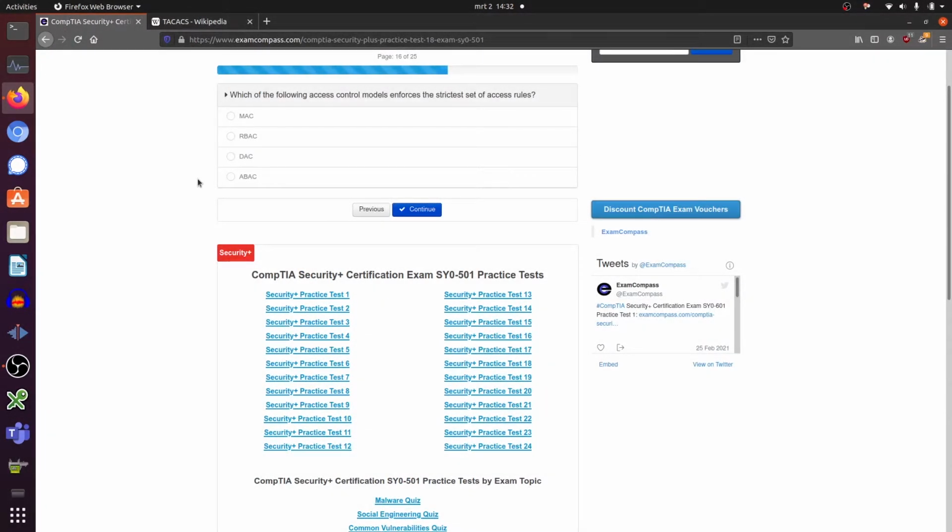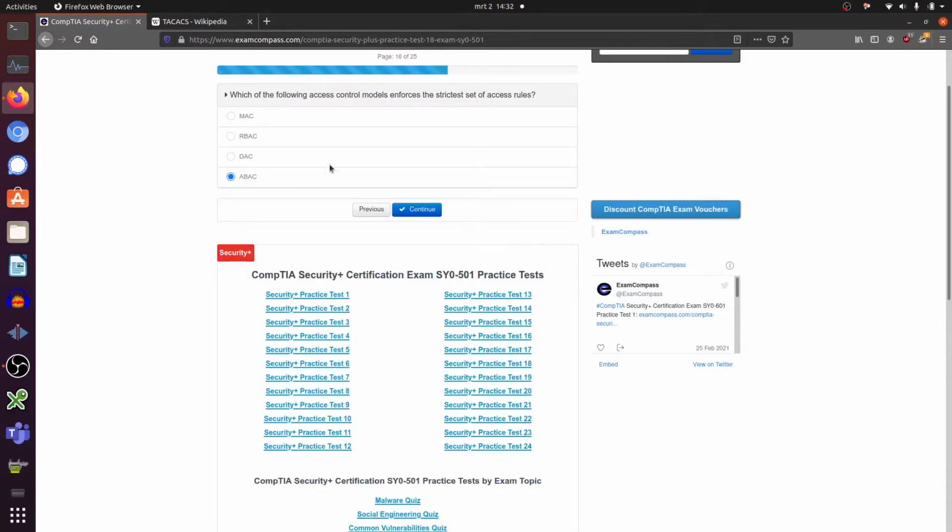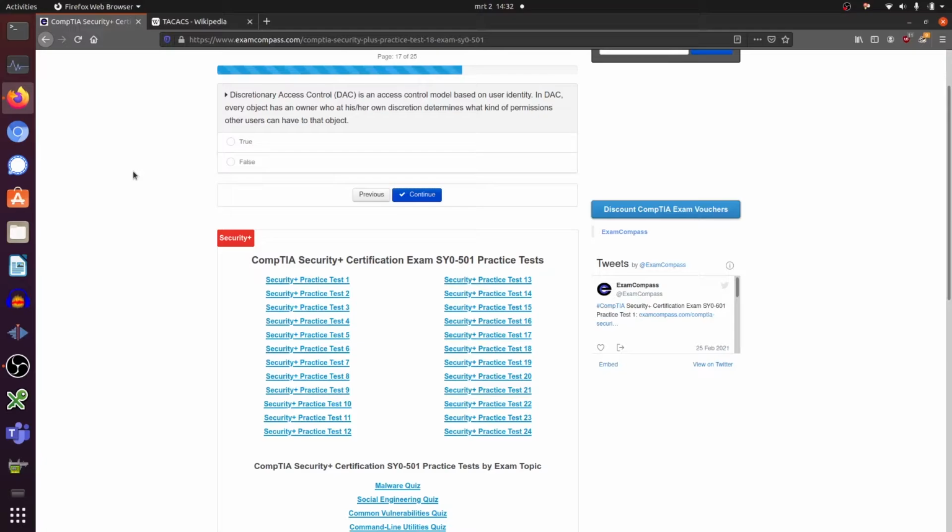Which of the following access control models enforces the strictest sets of access rules? Discretionary access control is an access control model based on user identity. In DAC, every object has an owner who at his or her discretion determines what kind of permissions other users can have to that object. Is that correct?